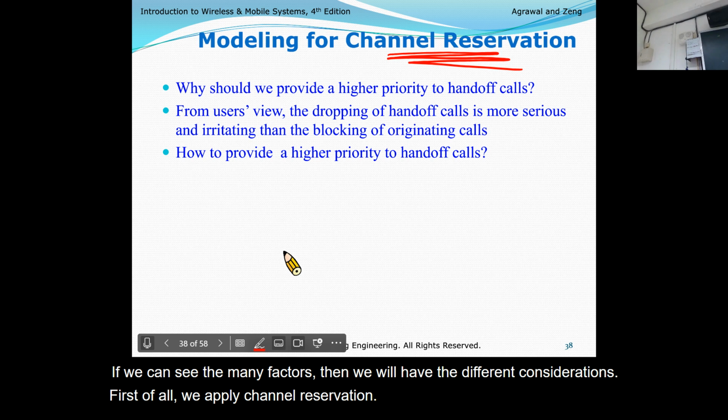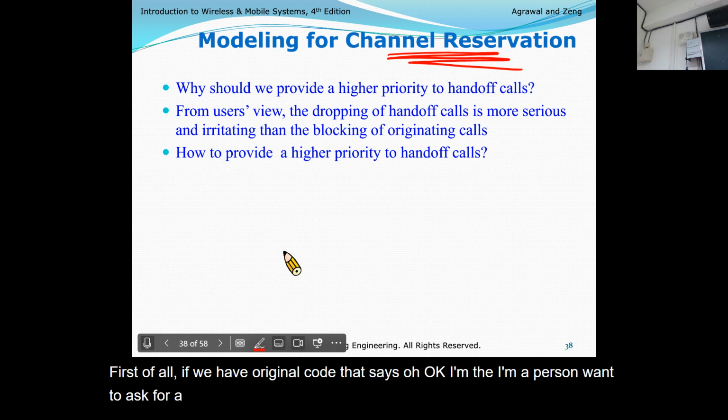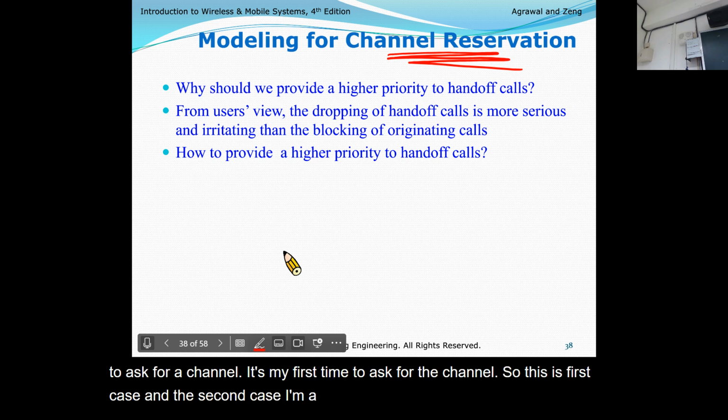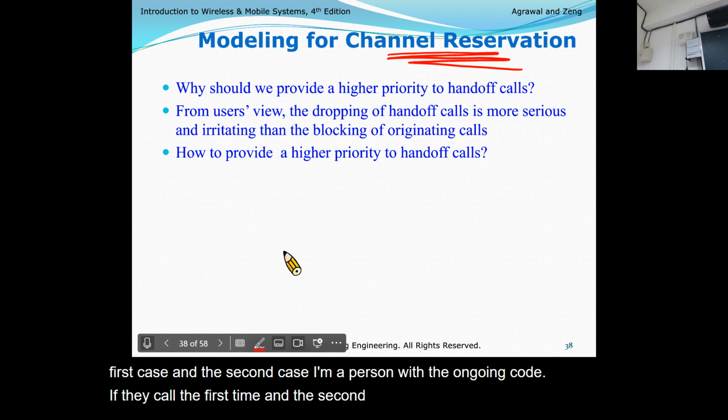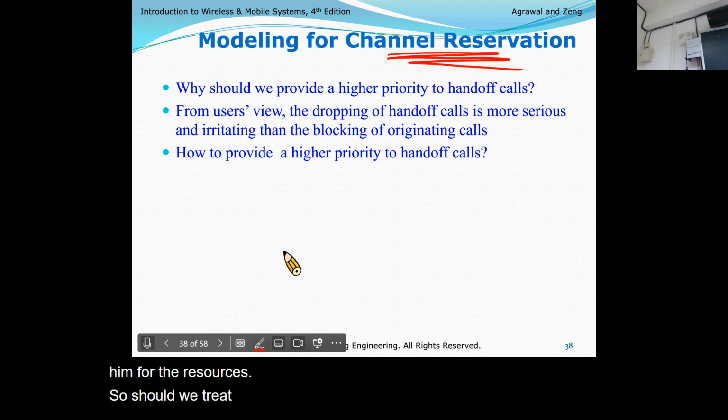First of all, we have an originating code that says, okay, I'm a person who wants to ask for a channel. It's my first time to ask for the channel. So this is the first case. And the second case, I'm a person with the ongoing code. If that code, the first time and second time, joins the cell and asks for resources, should we treat them identically? No. Actually, we should have different treatment.